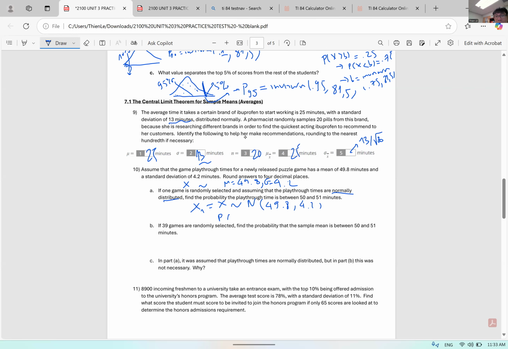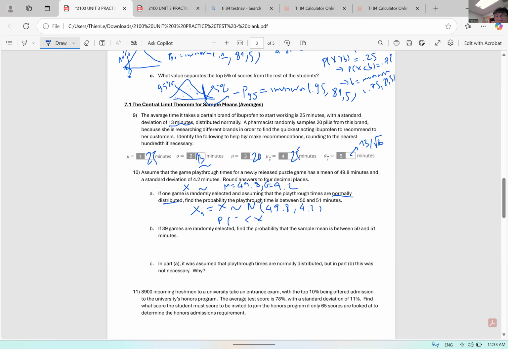Now you want to find the probability of X from 50 to 51. So this problem becomes finding the area under the curve, which means it's just a normal CDF function: normal CDF of 50, 51, with mean 49.8 and standard deviation 4.2.